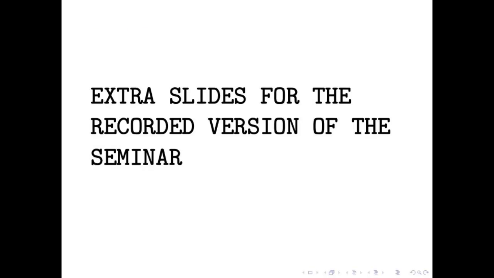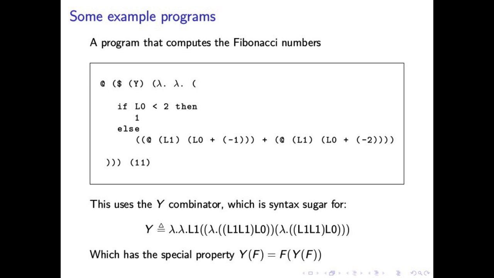Hi, this is myself from the future. Before continuing with the implementation, I'd like to show some actual code examples that we did not have the time to fit into the presentation. The first program I want to show you computes the Fibonacci numbers. The way it does it is by using the Y combinator, which is a special function in the lambda calculus that has the property Y of f equals f of Y of f. Basically, this allows us to encode recursion into the lambda calculus.